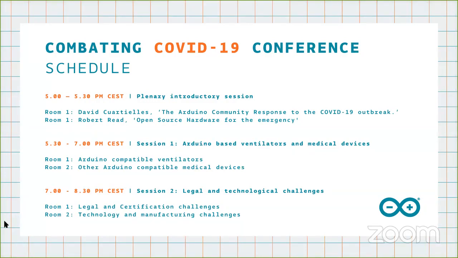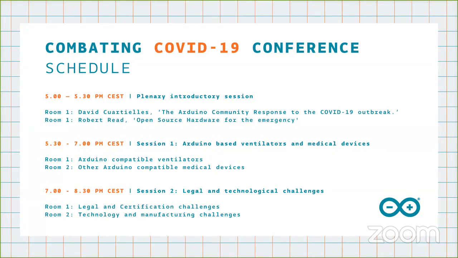As you see right now, we have the agenda online. In this agenda, we're basically showing how it's going to happen in the next couple of hours. We're going to be in this plenary session, presenting an introduction to what Arduino is doing and the Arduino community is looking into. After me, we have invited Robert Reed to make a speech called Open Source Hardware for the Emergency. He's been making a very well-known study about 16 tools for ventilation. I think almost everybody in this call has read it already, but it's great to have the author come and present his views on the topic.